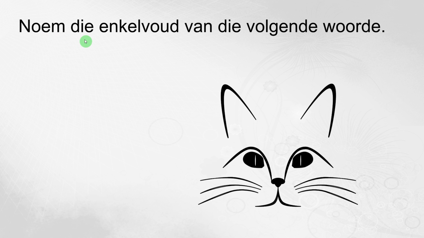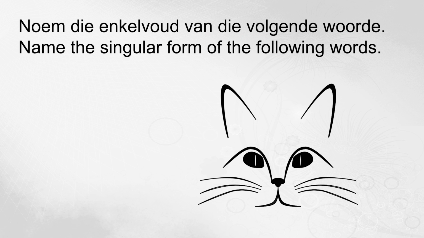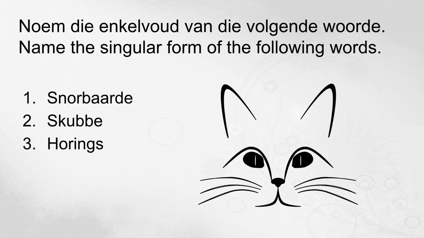Noem die enkelvoud van die volgende woorde. Name the singular form of the following words. Snorbaarde, skubbe, horings, vere.